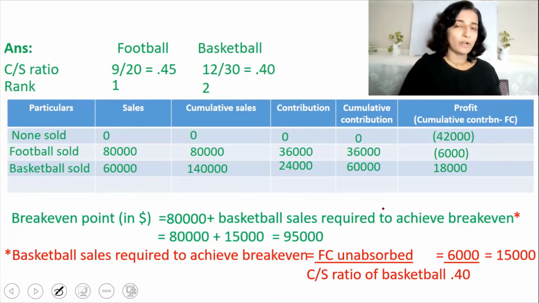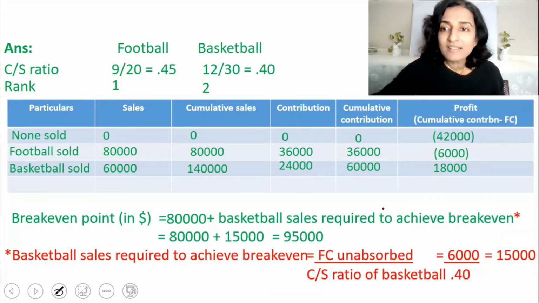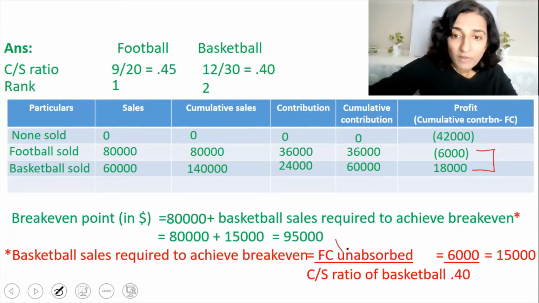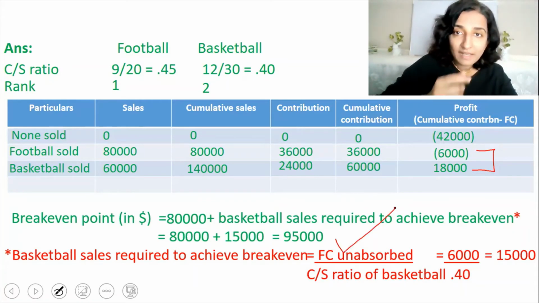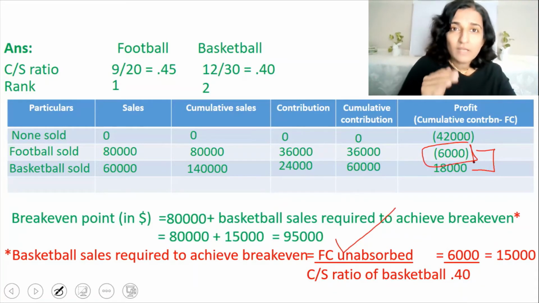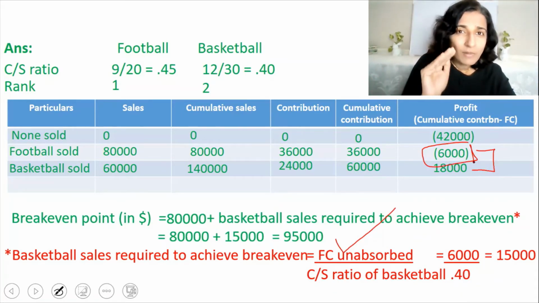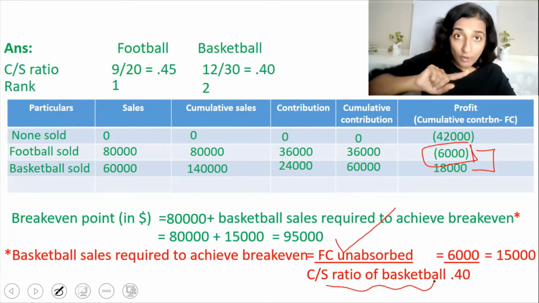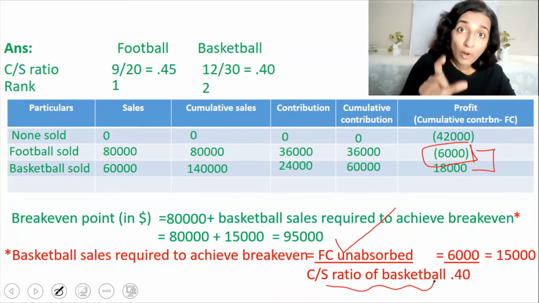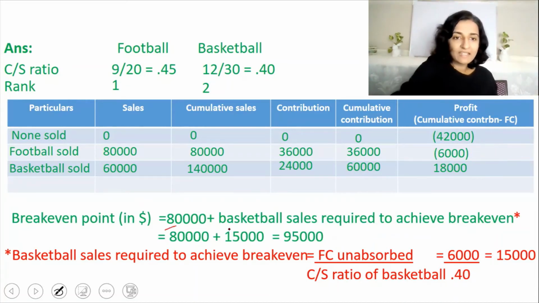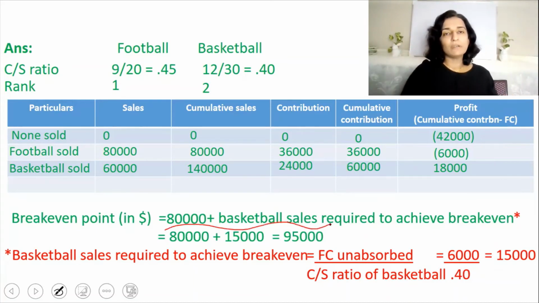Now, if you've got 3 products, how will you deal with that situation? Always look at the point where the loss is getting converted to profit, and then apply this formula for the upcoming product. That is, what is the fixed cost unabsorbed? Here it was $6,000. So just see what is the amount of fixed cost unabsorbed, and then take the C/S ratio of the product that we are going to sell, or the product which has resulted in the loss getting converted to profit, and we add the sales together to get the break-even point in dollar.